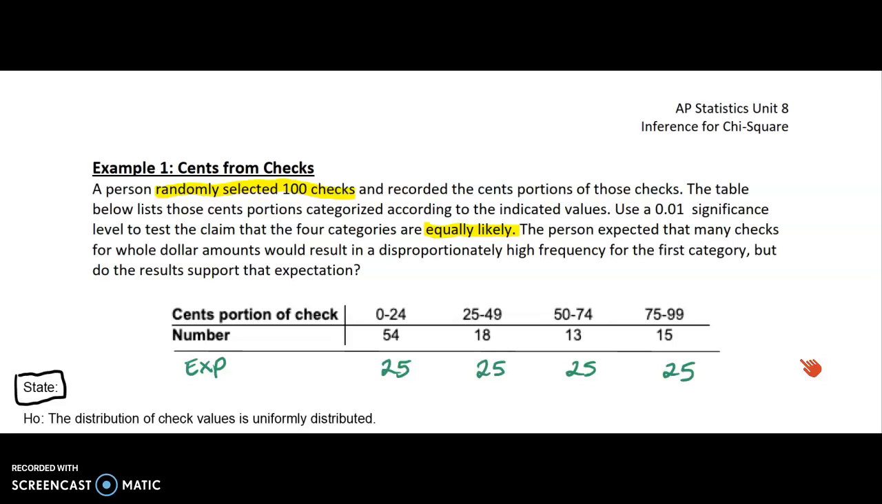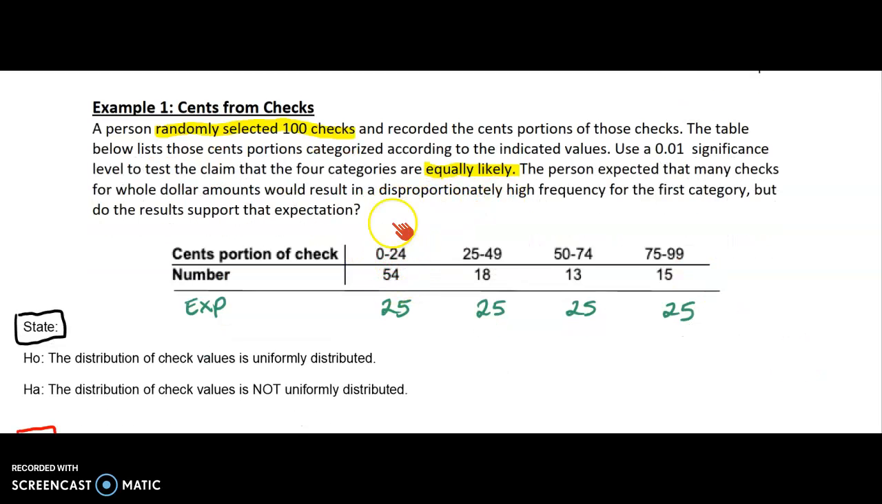But back to this example, the table below just lists those cent portions categorized according to these indicated values. We'll use a 1% significance level to test the claim that all 4 categories are equally likely. The person expected that many checks for whole dollar amounts would result in a disproportionately high frequency for the first category. But do the results support the expectations? So let's see here. So this means that 54 of the 100 checks ended with $0 up to 24 cents. This means that 18 of the 100 checks ended between 25 cents and 49 cents, and so forth for these last 2 categories.